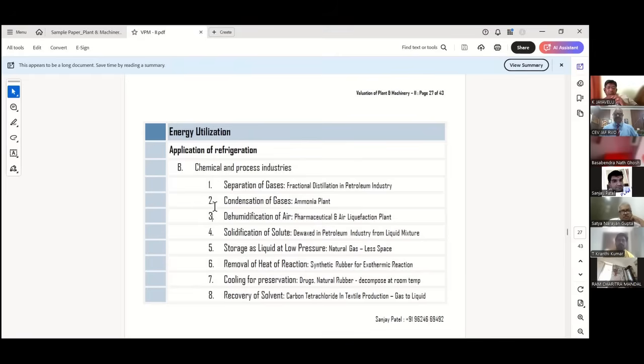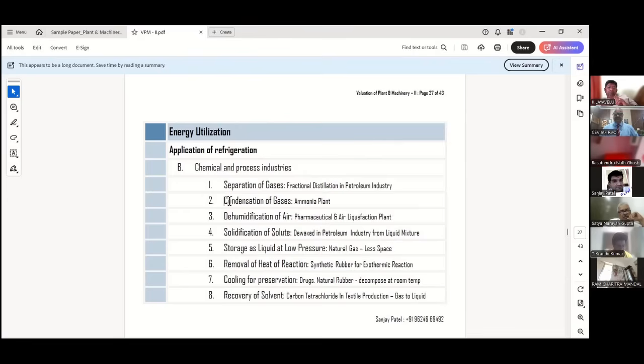Whenever you cool down the temperature, the state changes. A gas will be converted into liquid at low temperature, and liquid will be converted to solid at low temperature. This characteristic we are using in industries. For example, separation of gases, the fractional distillation process in the petroleum industry. We are cooling down the temperature, so gas is converted into liquid.